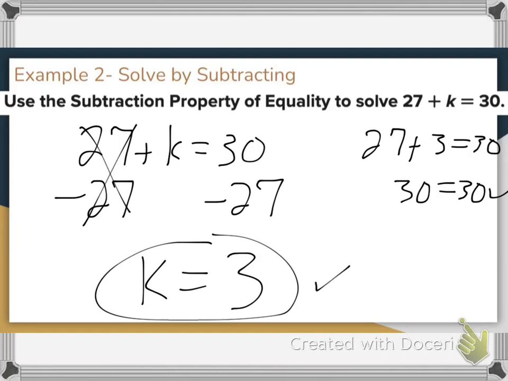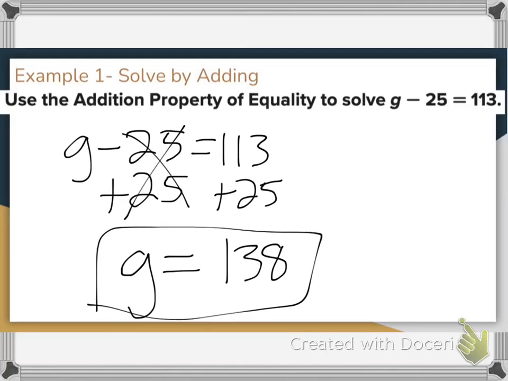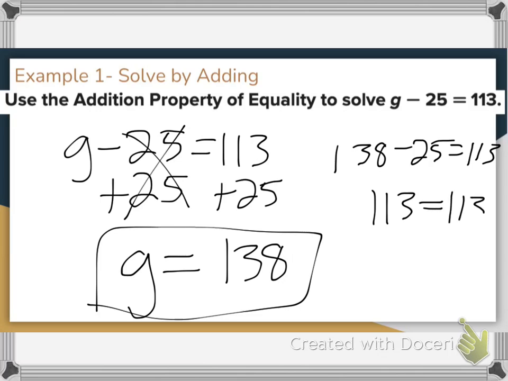Checks out. Alright. I could have done the same thing on this one. 138 minus 25 equals 113. What's 138 minus 25? 113. Do those equal each other? Yeah. It checks out. To check your answer, you can always plug it back into your original problem. If you get a true statement out of it, you know you've done it correctly.